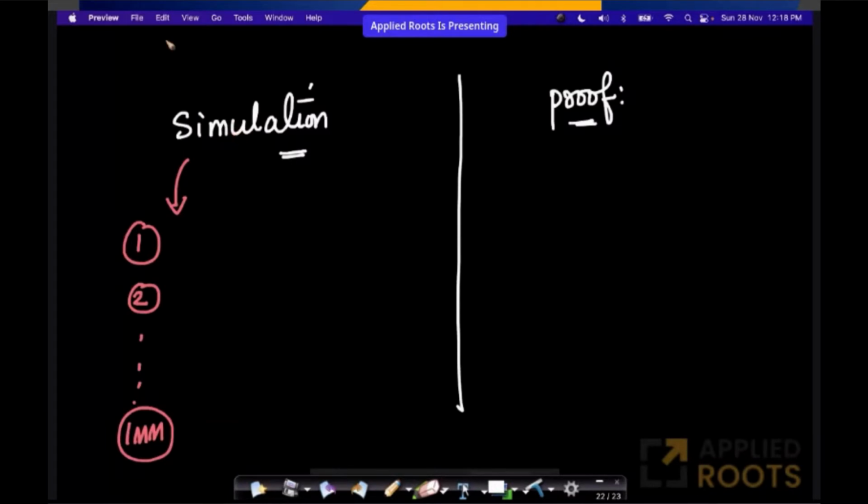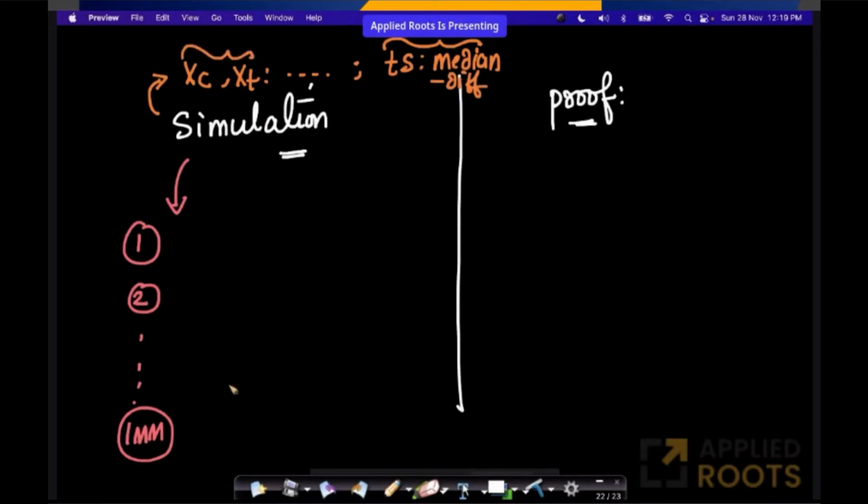So in your simulation, you will limit yourself and say, I will assume that XC and XT are coming from some distributions which are similar to what I observe. And you will also say that I will assume that my test statistic is the median difference. You will only do the simulation in this limited setup. Otherwise, it's impossible, because there are infinitely many test statistics and infinitely many types of distributions for XC and XT.